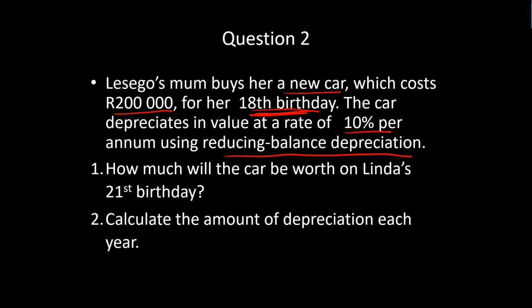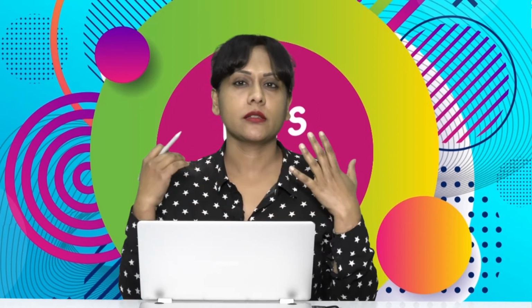When you buy a car or any asset, as soon as you start using that asset, it starts losing value. So straight away, as soon as Lesego's mum or she drives this car out of the car dealership, that car is worth less than 200,000 Rand. And because assets depreciate, we need to write them off, especially if we're talking about businesses. They often in their accounting need to write off the value of assets.